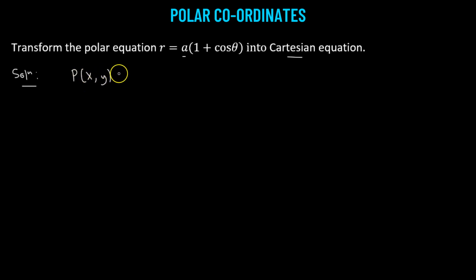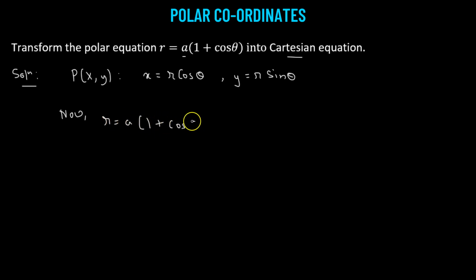Then if we want to represent the x coordinate and the y coordinate in terms of r and theta, then x is given by r cosine theta and y is given by r times sine theta. Now, coming to our problem, we have r equals a multiplied by (1 plus cosine theta). Now that means we have to convert it to a Cartesian equation.